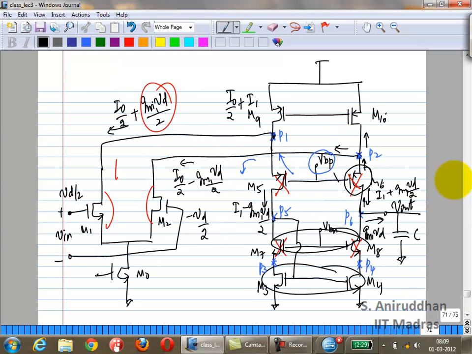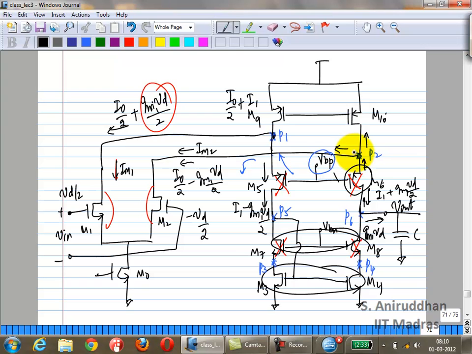What do you think the slew rate is going to be? It's not as easy as the previous case. Obviously, in the previous case we just had I0, we had a single stage, very straightforward. Here what do you have? So let us say this current is IM1 and this is IM2. Okay. What is the current here? It's I0 plus I1 minus IM1. And similarly, you can write the current here, I0 plus I1 minus IM2.